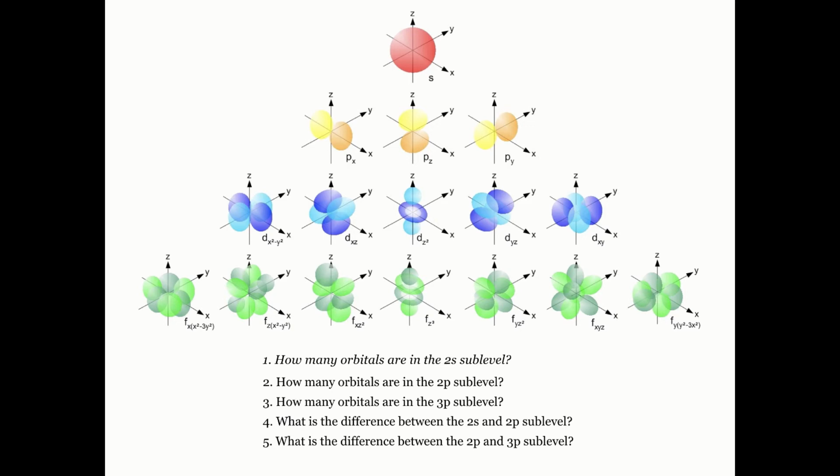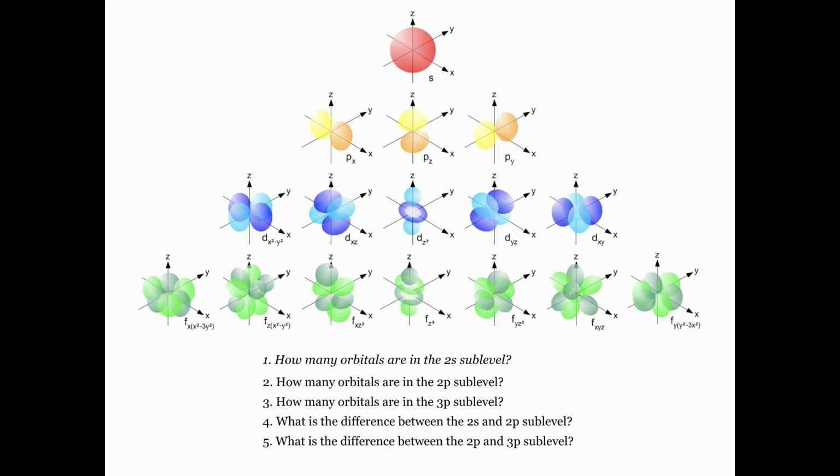Finally, what is the difference between 2p and 3p? Well, they both only have 3 orbitals, but 2p is much closer to the nucleus than 3p is. Okay, so you're going to remove electrons from the 3p sublevel before you would remove electrons from the 2p sublevel.